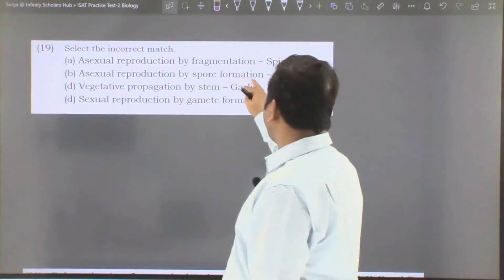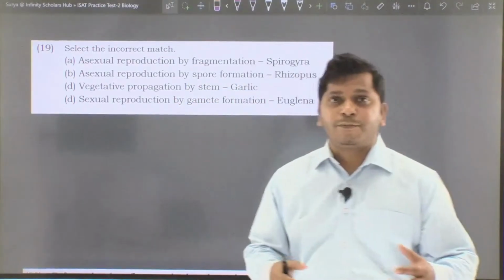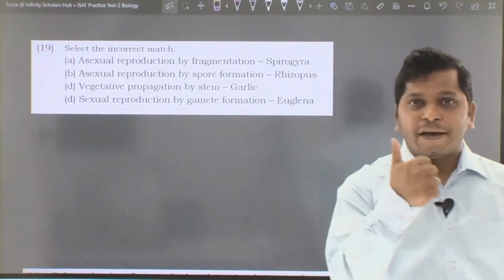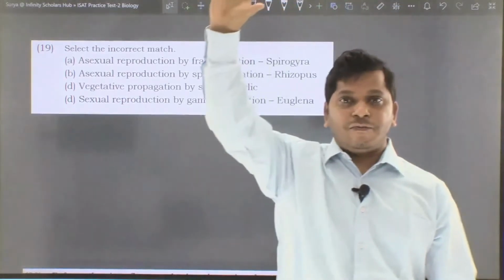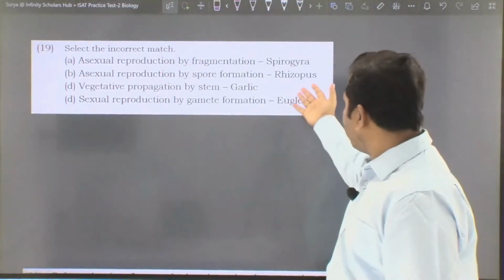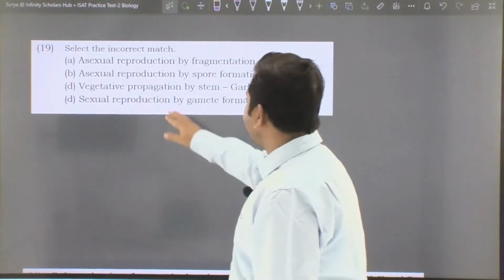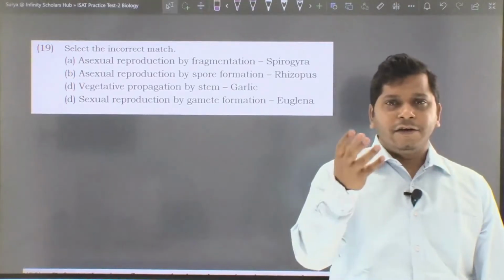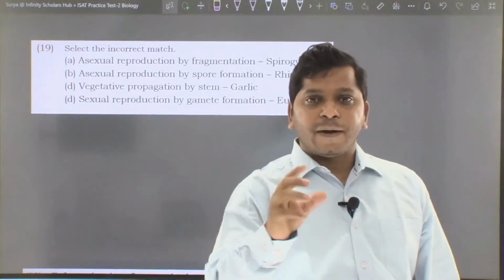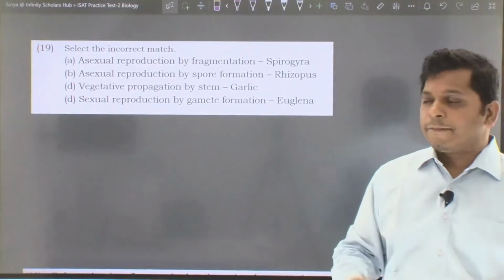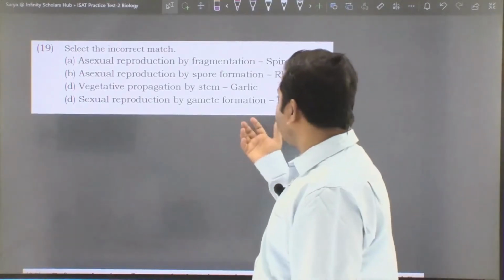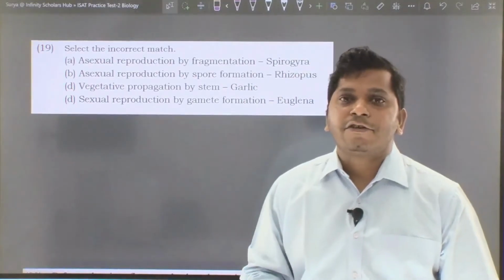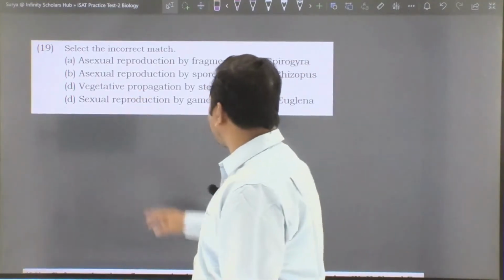Asexual reproduction by spore formation in Rhizopus. Rhizopus is bread mold. It is a fungus, and it predominantly reproduces by spore formation in the sporangiophore. Okay, so which reproduces by spores. Vegetative propagation by stem in case of garlic. Yes, garlic and onion, which are bulbs. So these are modified stem, modified condensed stem actually, and which store food material, and these are also used as propagules because they help in the generation of new individuals. Okay, so this option is also correct.